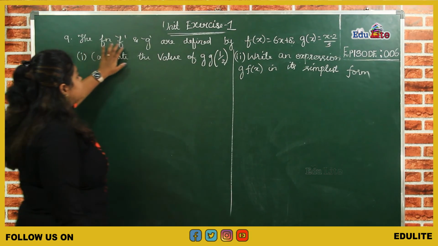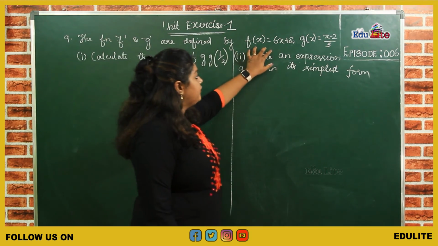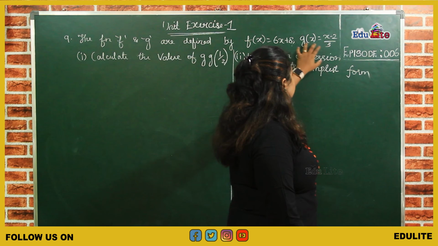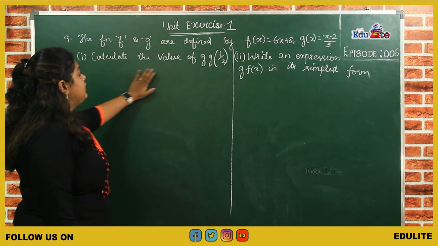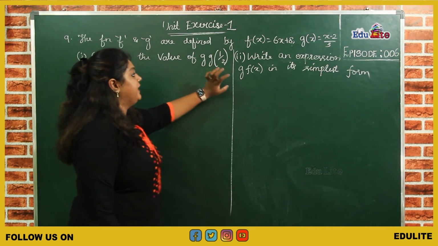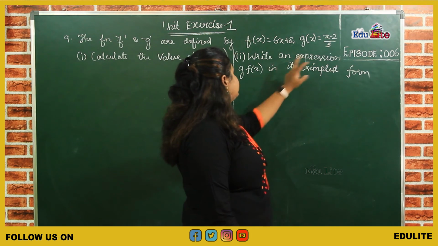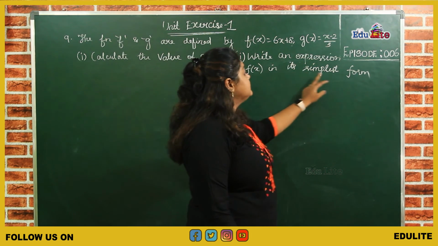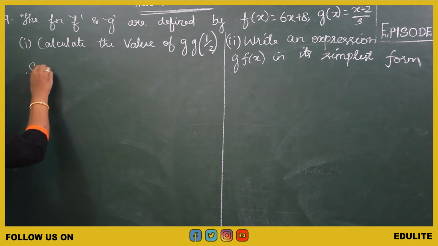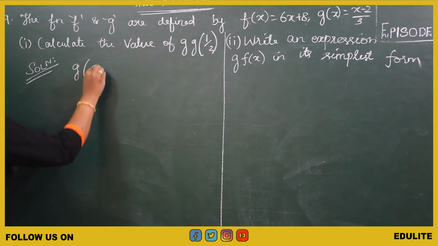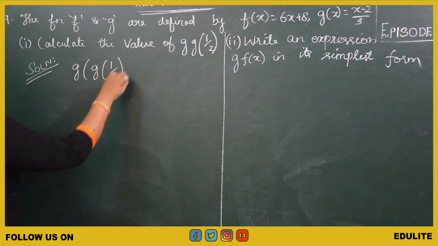Ninth problem: the functions f and g are given by f of x is equal to 6x plus 8, g of x is equal to x minus 2 by 3. We have to calculate the value of g of 1 by 2. The second subdivision is write an expression g of f of x in its simplest form. So we will calculate g of 1 by 2.